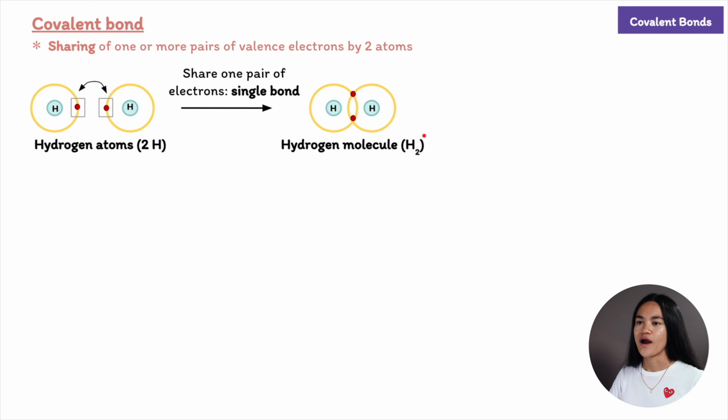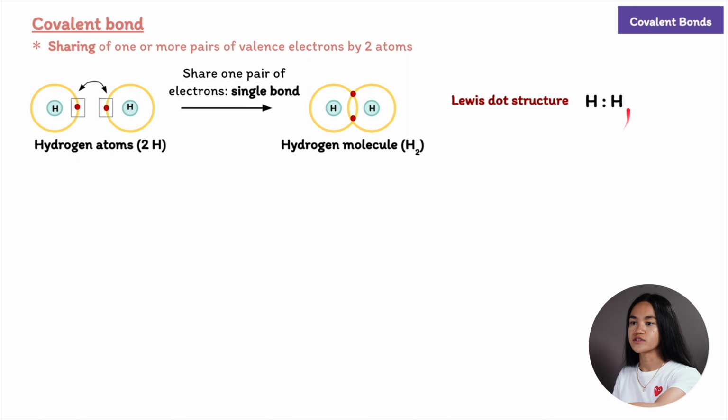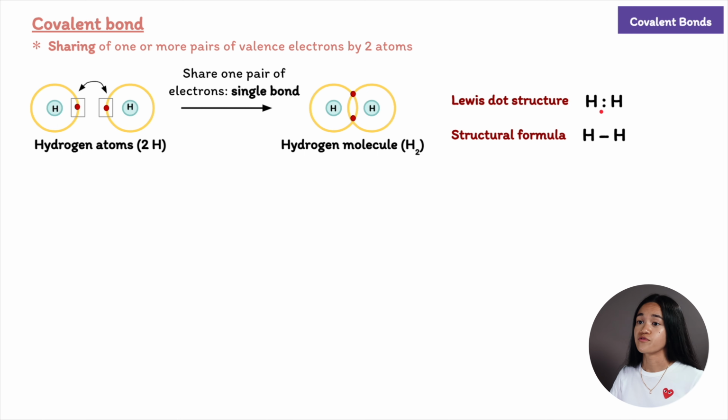And there are several ways you can show covalent bonds. One way is through an electron distribution diagram, just like this. You can use a Lewis dot structure, where the dots represent the valence electrons, or you can use a structural formula where the line represents a single bond, a pair of shared electrons.